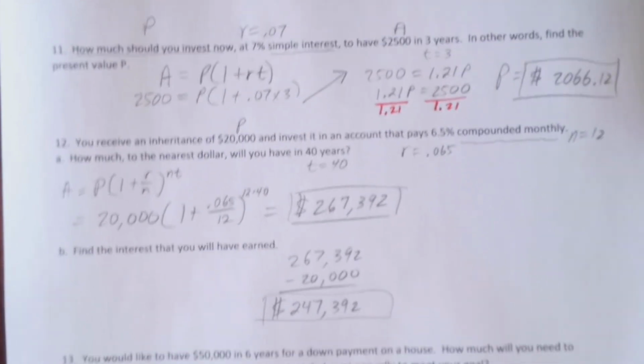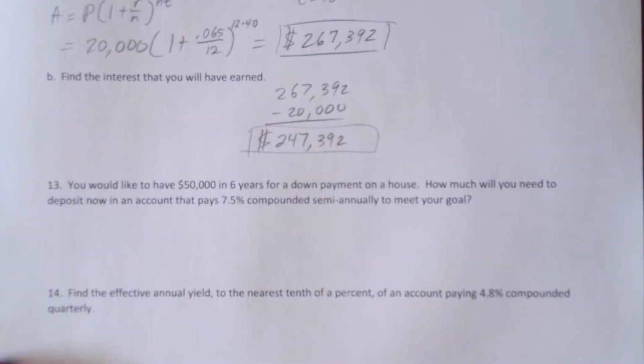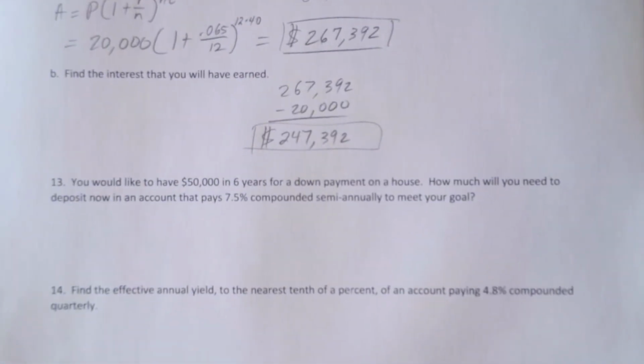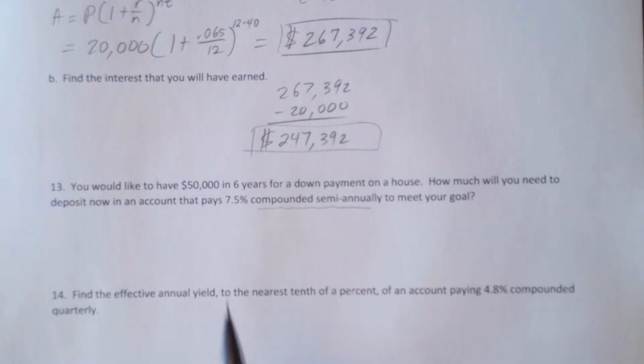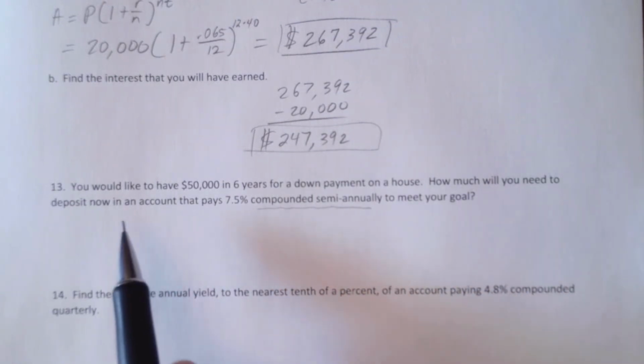All right, let's move on. So on 13, it says you would like to have $50,000 in 6 years for a down payment on a house. How much will you need to deposit now in an account that pays 7.5% compounded semi-annually to meet your goal? So first of all, this is compounded interest, but it's different than the last problem.